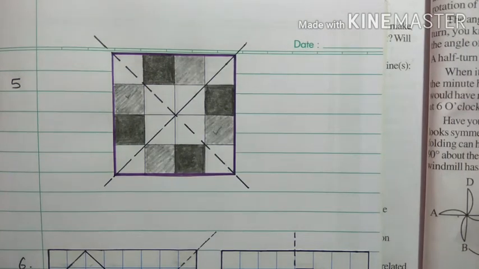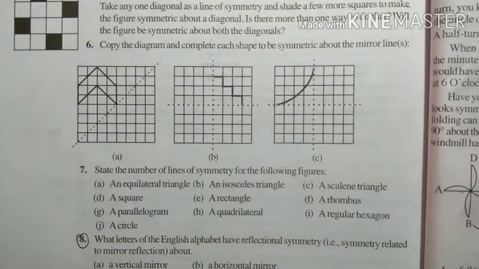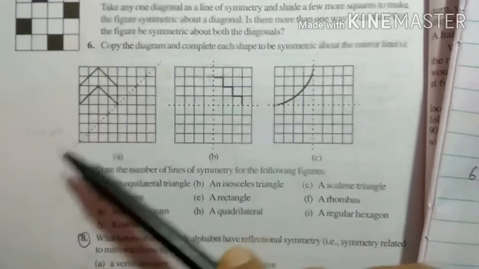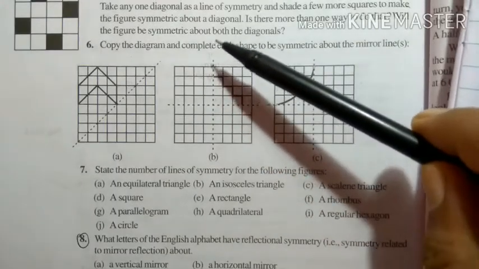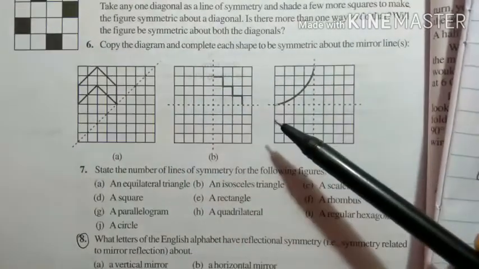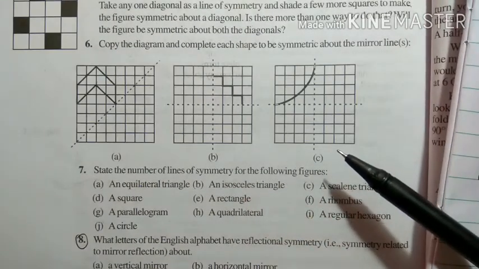Now come to the next question, question number 6. The sixth question is: copy the diagram and complete each shape to be symmetric about the mirror lines. Okay, so I'm going to do parts A and B for you. In part A, there is a line of symmetry along the diagonal of this figure, and in part B there are two lines of symmetry, one vertical and another horizontal. Question C you have to do on your own.